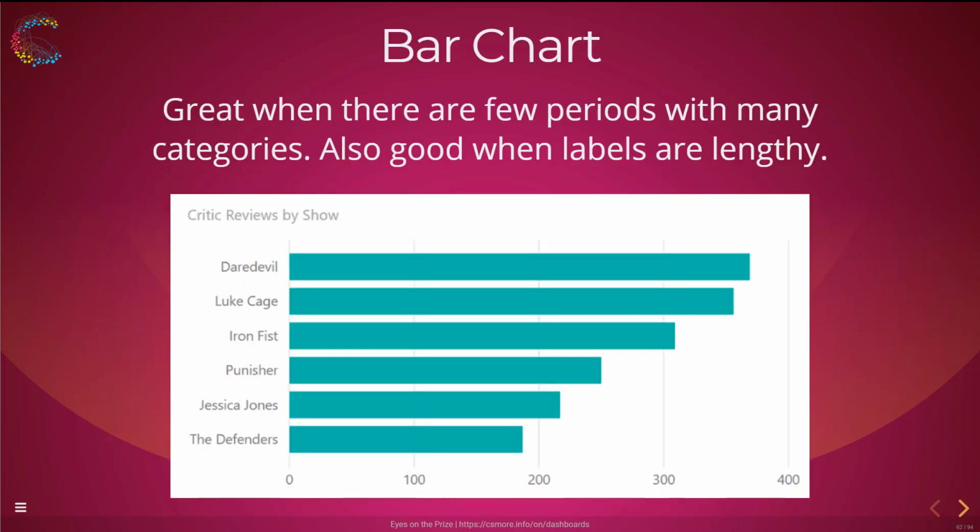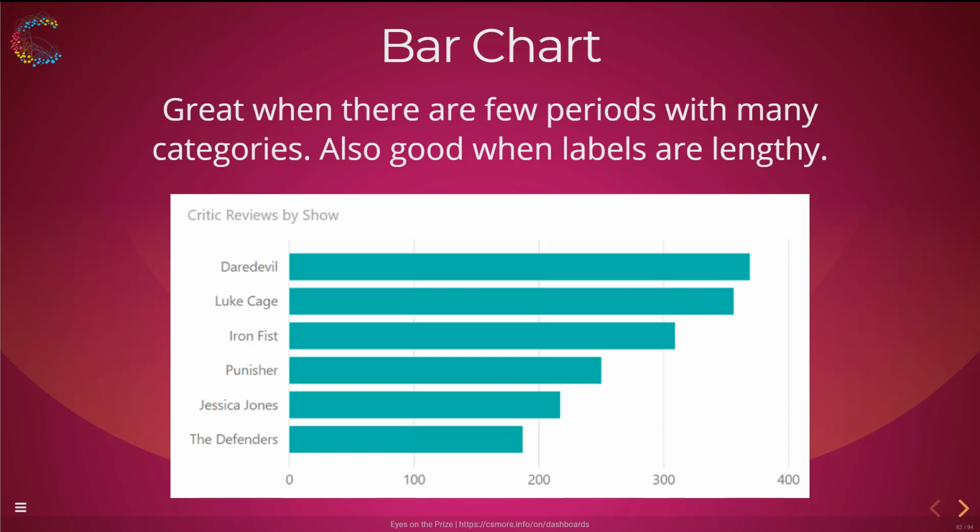A bar chart, meanwhile, is really good when you have one period, but many categories. It's also good when labels are lengthy. One thing that I really dislike is when people put vertical labels, put vertical text. If you have vertical text on your column chart, somebody's going to try to rotate that phone, but then you rotate the phone and now it flips to landscape mode from portrait, and all of a sudden you still can't read it because now it's just still vertical.